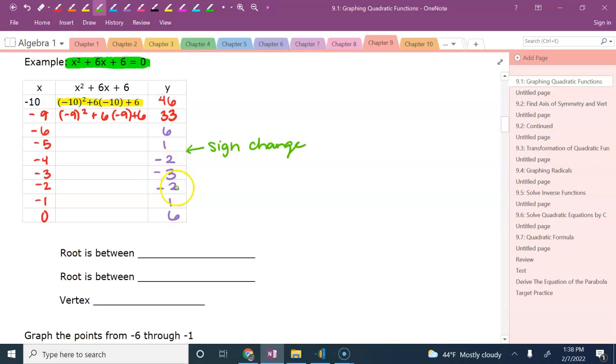So if you keep following your numbers here in your chart, you go from -2 to +1. So there's another sign change. That is where your graph is crossing the x-axis. So those are going to be telling me where solutions are. So right here where it says root is between, because I don't have any zeros showing up in my chart, I don't have any exact answers. So what I'm going to do is say that one of my answers is between -5 and -4, because that's where 1 went to -2. The other sign change happens here, because it went from -2 to +1, and that's between -2 and -1.